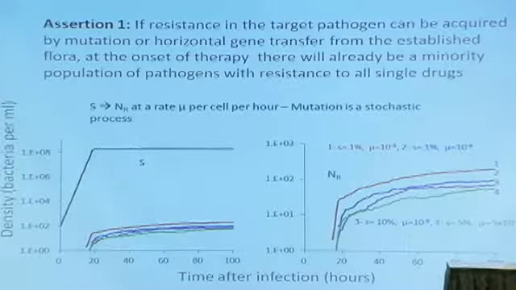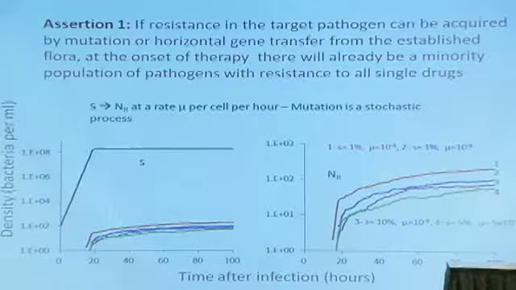And the argument is that in this particular example, we have, say, a mutation rate of 10 to the -8 per cell per hour. And if this is the establishment of an infection, you could see resistance emerging, and it will be there at a low level and will be maintained at a low level. This is a stochastic model, so we have recurrent mutation.